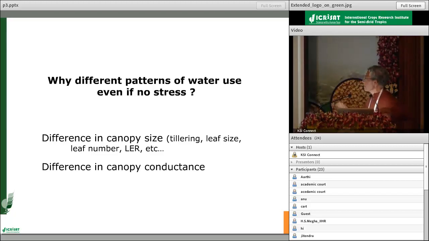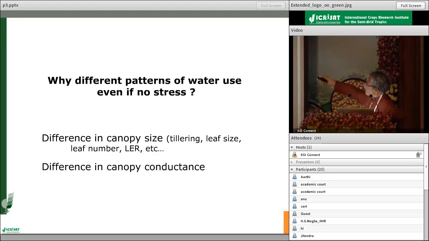Different possible traits, component traits, those causal traits. Of course, differences in the canopy size, no surprise about it. Differences in canopy conductance, and today we are going to be talking a lot about that part. So we took the case of pearl millet and then we measured that canopy conductance.